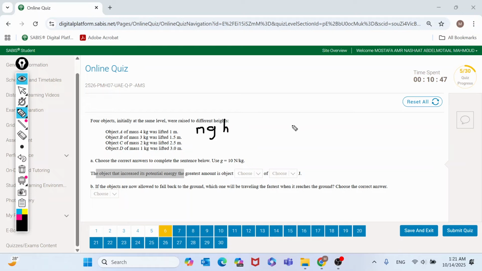So for the first one, it would be 4 times 10, so 40. For b, it would be 3 times 1.5, so 4.5 times 10 is 45. For this one, 2 times 2.5 would be 5 times 10, so 50. And this 1 times 3, it would be 30, because you multiply all of them by 10. So the greatest one is C at 50 joules.